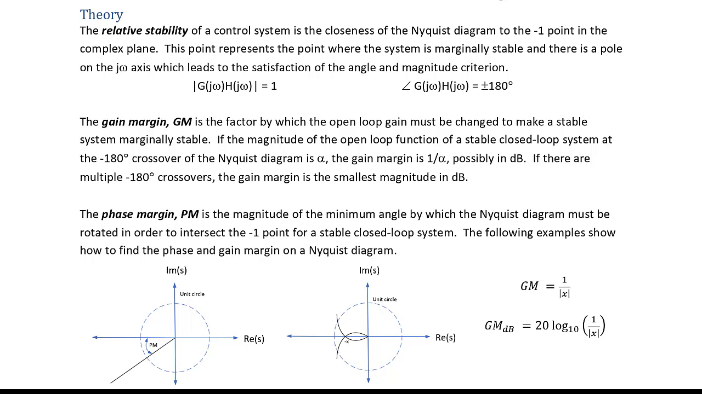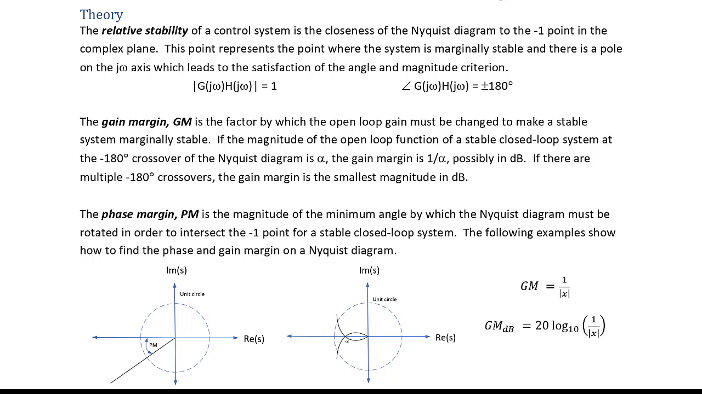The phase margin is the magnitude of the minimum angle by which the Nyquist diagram must be rotated in order to intersect the -1 point for a stable closed loop system. The following examples show how to find the phase and gain margin on a Nyquist diagram.